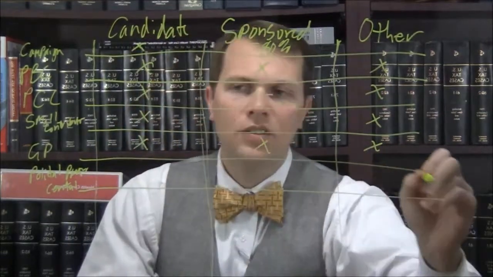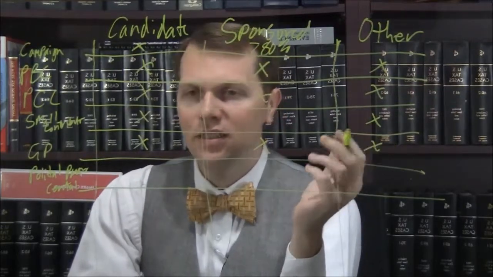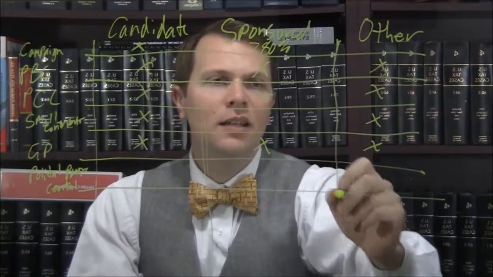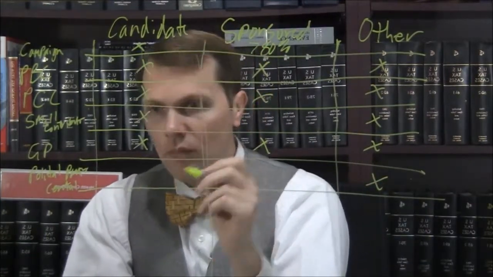You can also have a political party or central committee. It's known by either one of those names. Republican Party of Butte County would be a good example. Now, these can't be controlled by candidates. They really can't be sponsored, so those are going to go in the other.